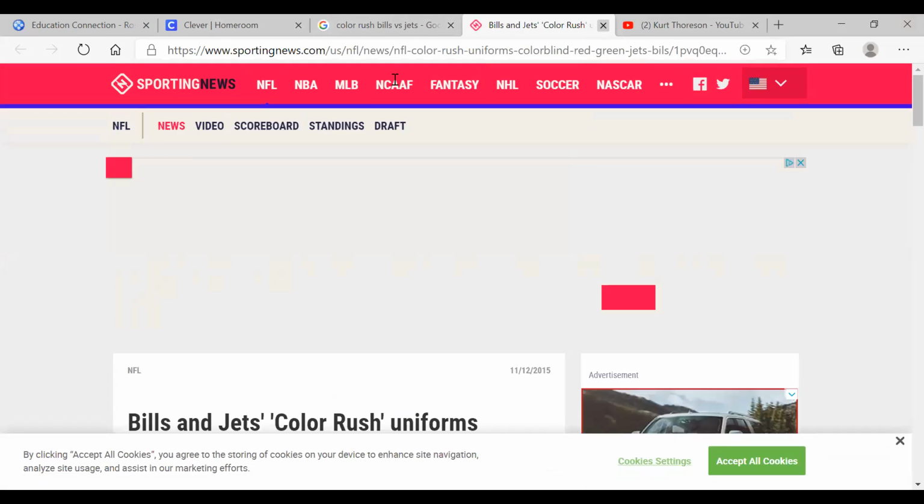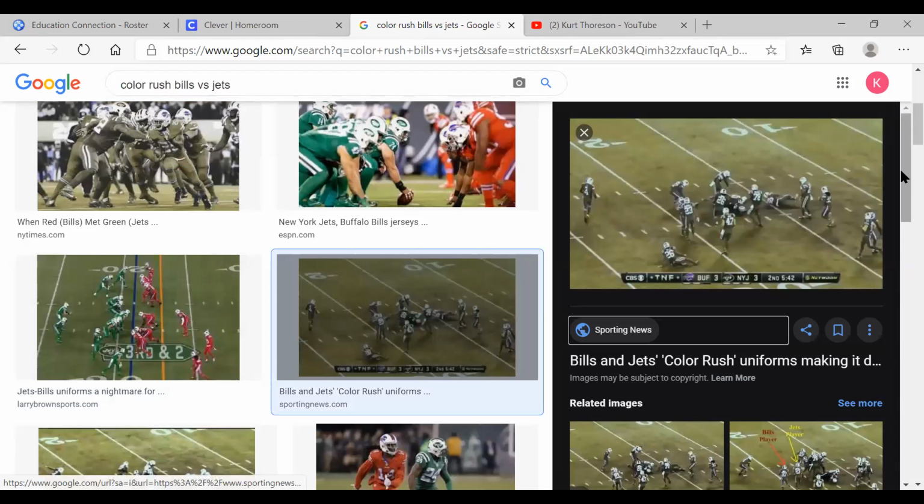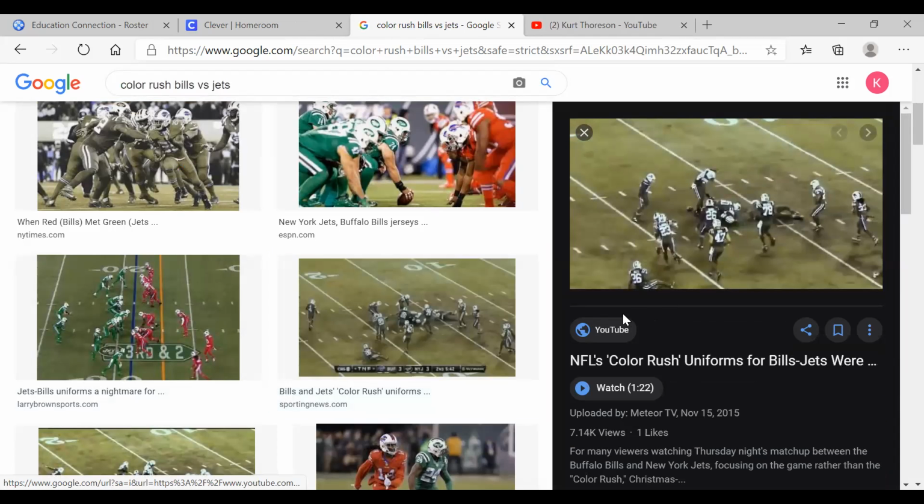And so the NFL got a tremendous amount of calls the next day, like, I can't see anything. I don't know who has the ball. I don't know who's who. And so they're like, oh, we didn't think of that. 8% of the population is colorblind. Oops. So they stopped doing that. Or they didn't stop Color Rush, but they said, all right, we'll make one team wear colors. We'll make the other team wear white. So you can't tell the difference. But it was kind of a mess.